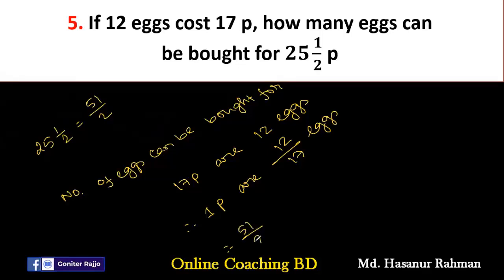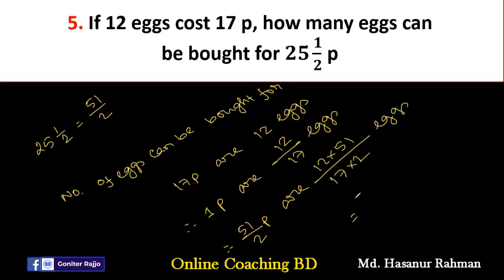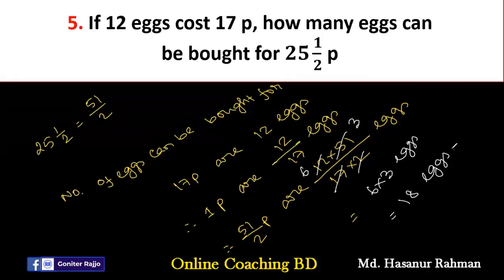That means 51 by 2 pence. We can buy 12 multiplied by 51 by 17 multiplied by 2 eggs. Now we have to divide. Look, 51 divided by 17 will be 3, and 12 divided by 2 will be 6. So 6 multiplied by 3 eggs will be 18 eggs. So our final answer will be 18 eggs.